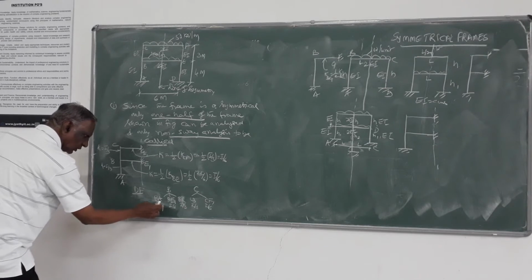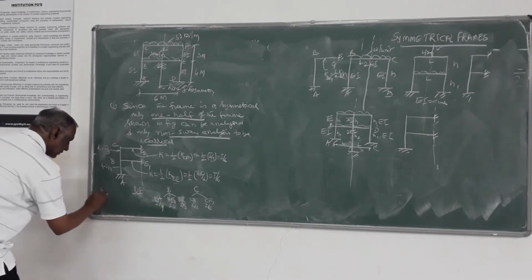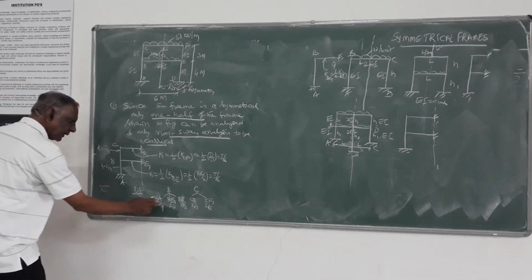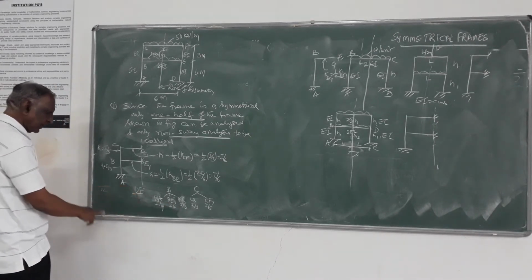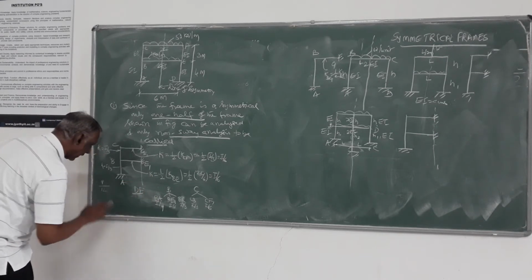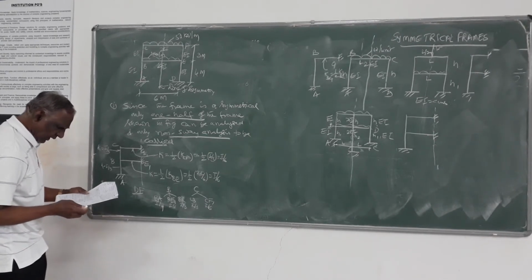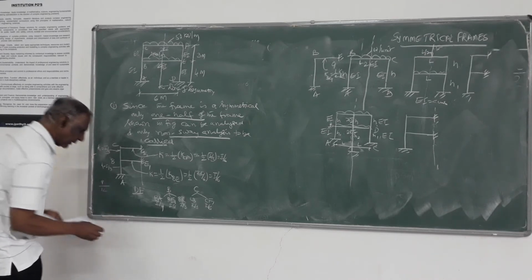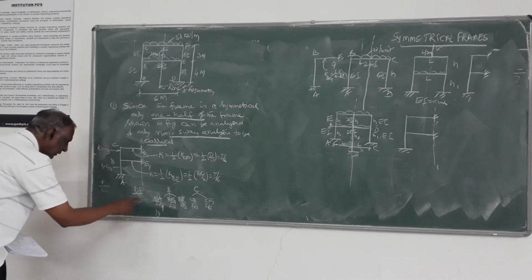So you can find out the total stiffness value: I by 4 plus I by 6 plus I by 3. So 12 is the LCM. You will get 3 plus 2, 5 plus 4, 9. So 9 I by 12 you will get. Therefore, the distribution factor will be I by 4 divided by 9 I by 12.